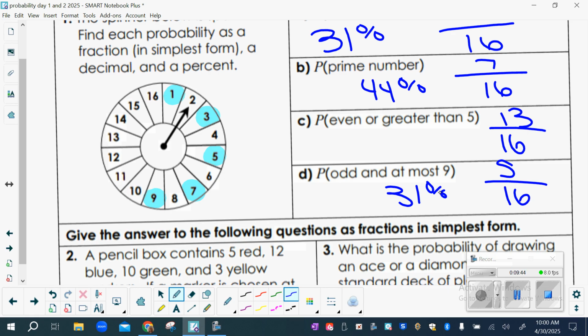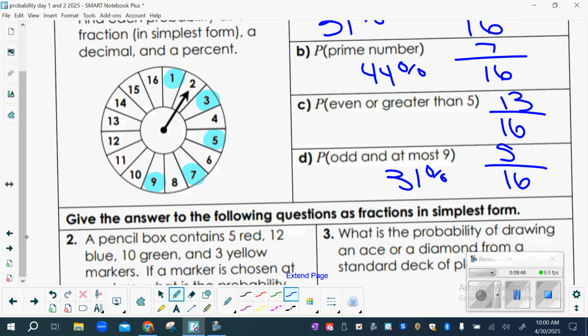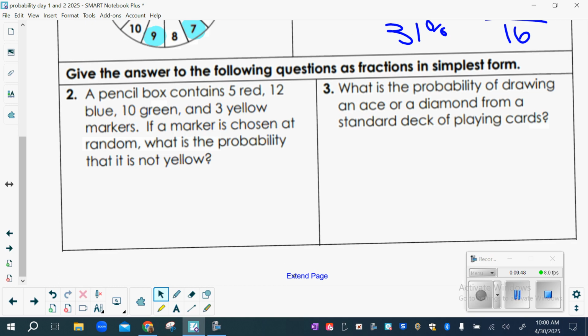Let's try the next one. Let's slide down here. We're going to do the next 2. I like these ones. You've got a pencil box. So the first thing I want you to do with your neighbors, just count how many pencils are in your pencil box, because that's your sample space. That goes on the bottom. Count them all up.